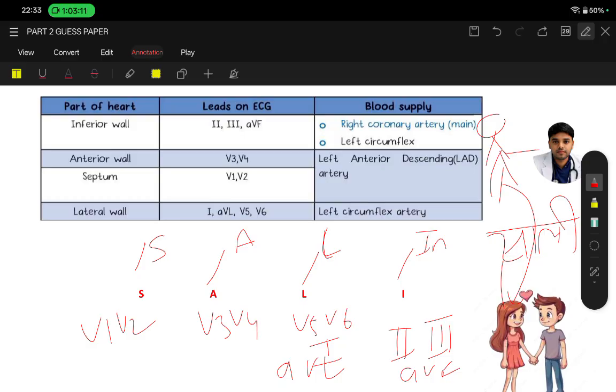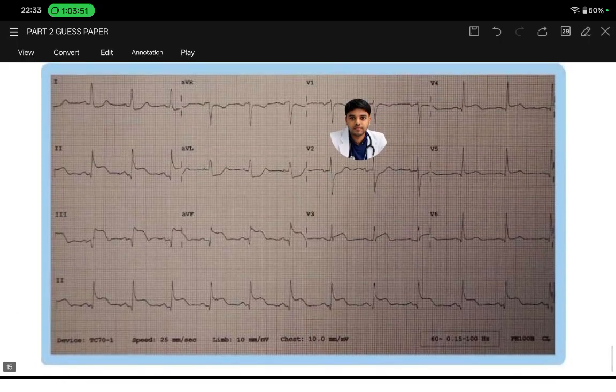If it is an inferior wall MI, which artery is going to be blocked here? The right coronary artery. Anterior and septum, the LAD is going to be blocked. For lateral wall MI, it is the left circumflex artery. This is how you have to remember. So this is how I learned this. Now, can anyone tell me the diagnosis of this one?